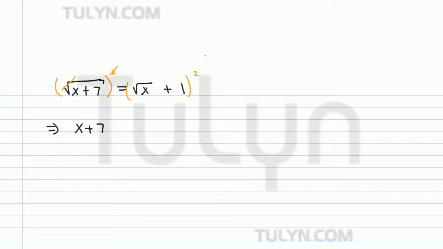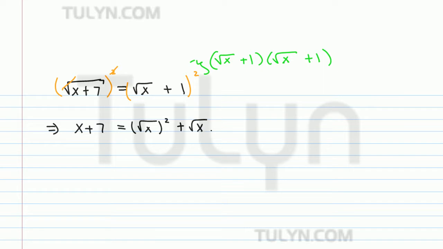how you would FOIL, right? So this is going to look like square root of x plus 1 times itself, square root of x plus 1. And then you would do the FOIL method. So first term is square root of x times square root of x, which is square root of x squared. The middle term is going to be 1 times square root of x. Then the other middle term is going to be 1 times square root of x, and then the last term, 1 times 1, is going to be just 1. So simplifying it further, we get x plus 7.